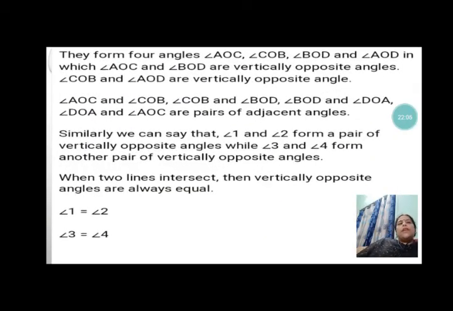So similarly we can say that angle 1 and angle 2 form a pair of vertically opposite angles, while angle 3 and angle 4 form another pair of vertically opposite angles. When two lines intersect, vertically opposite angles are always equal, as we have seen that angle 1 is equal to angle 2 and angle 3 is equal to angle 4.